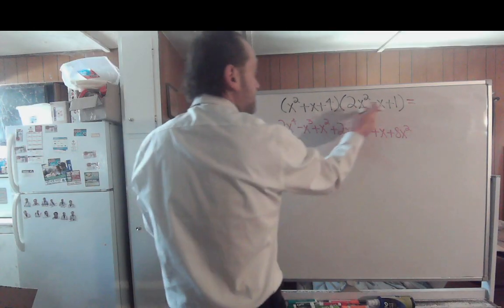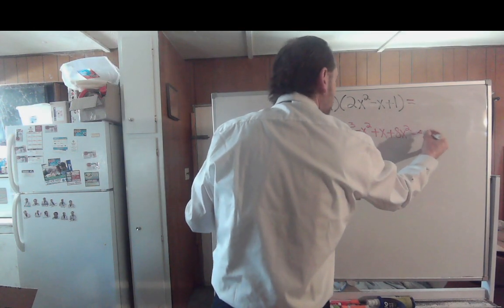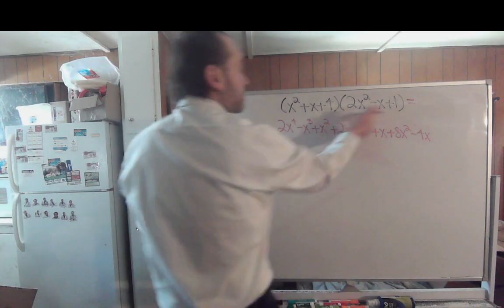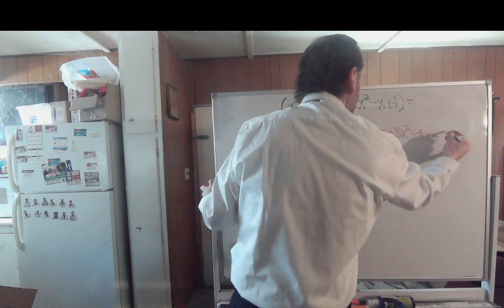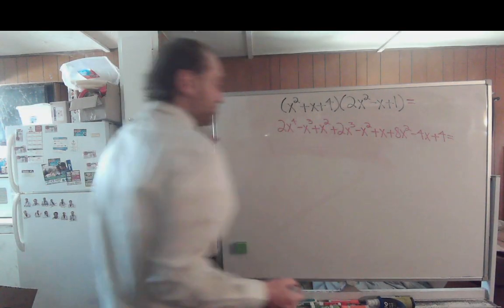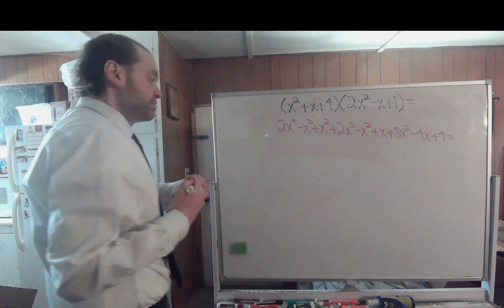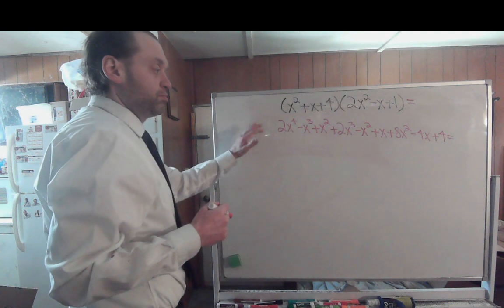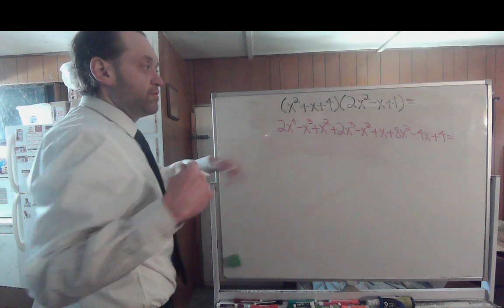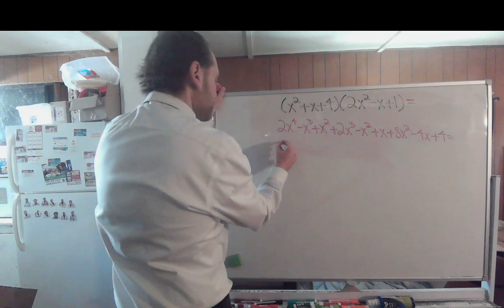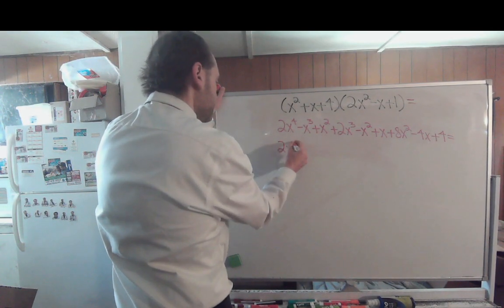Then take 4 times negative x, that'd be minus 4x. Then you have 4 times 1, that's just plus 4. So this just, again, turns it into a simple addition subtraction of polynomials. You have only one x to the fourth term, so you'll keep your 2x to the fourth.